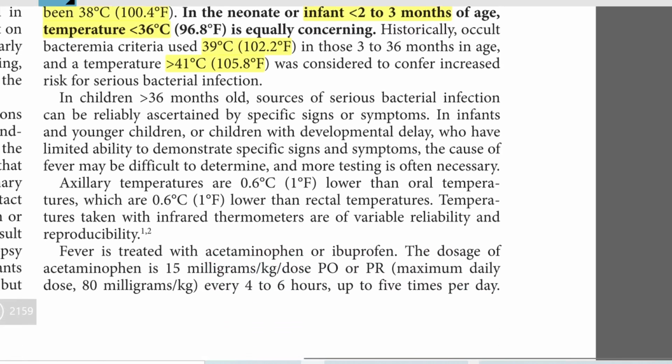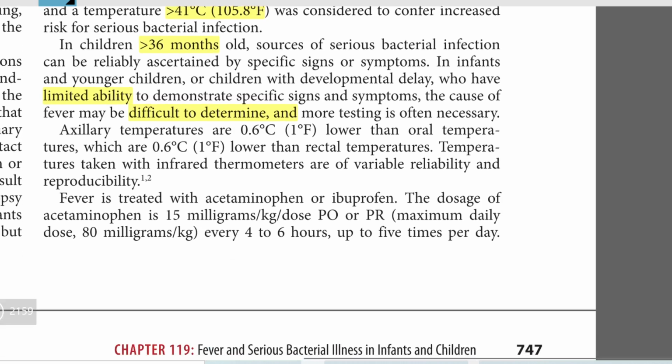If the child is more than 36 months, the source of bacteremia can be reliably ascertained by specific signs or symptoms. In infants and younger children, or children with developmental delay who have a limited ability to demonstrate specific signs and symptoms, the source of fever may be difficult to determine. The axillary temperature is 0.6 degrees Celsius lower than the oral temperature, which is 0.6 degrees Celsius lower than the rectal temperature.